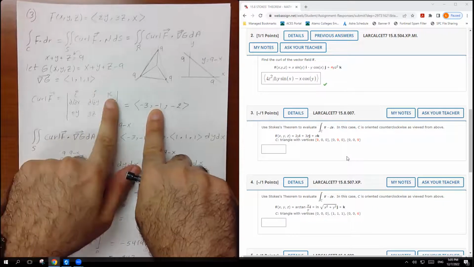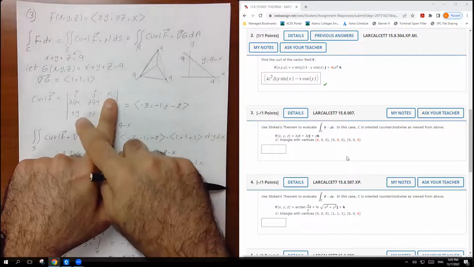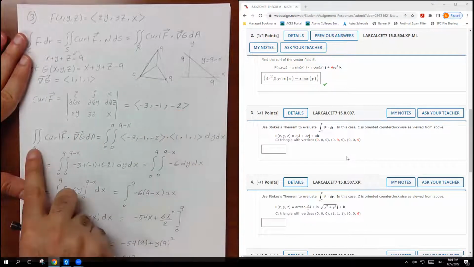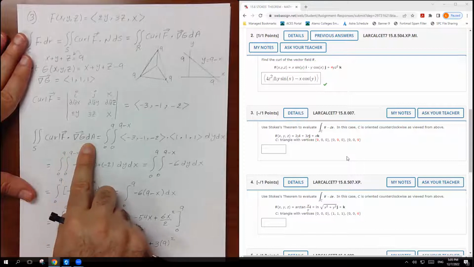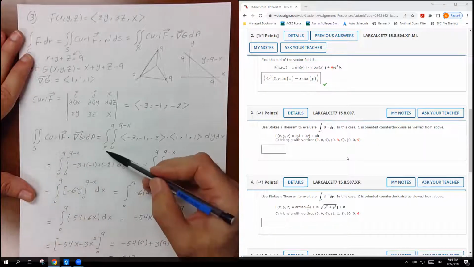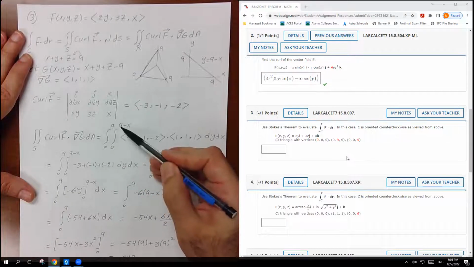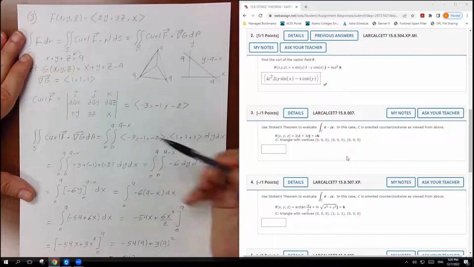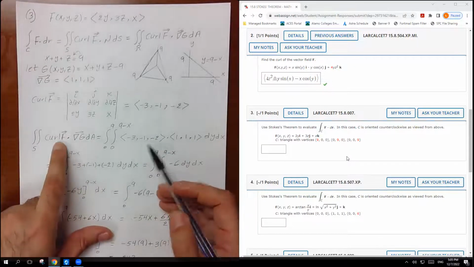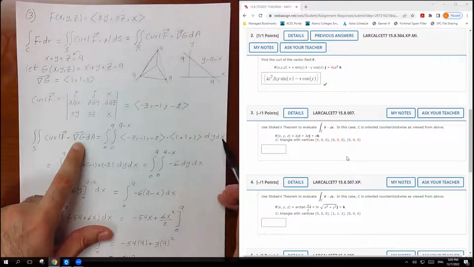For the k, the derivative with respect to x is going to be 0 minus the derivative with respect to y, which is going to be negative 2. So then the double integral of curl f dot the gradient of g dA is going to be the integral for x from 0 to 9, and for y from 0 to 9 minus x, of negative 3, which is the curl, dotted with the gradient, which is 1, 1, 1, dy dx.